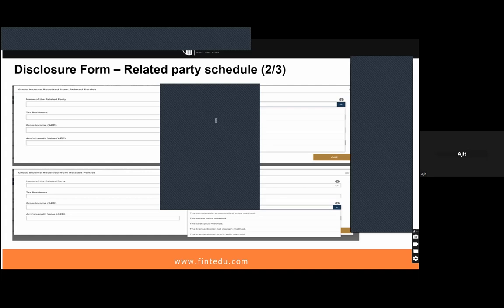Whether all transactions with related parties have to be included in the disclosure form, and which transactions can be excluded.